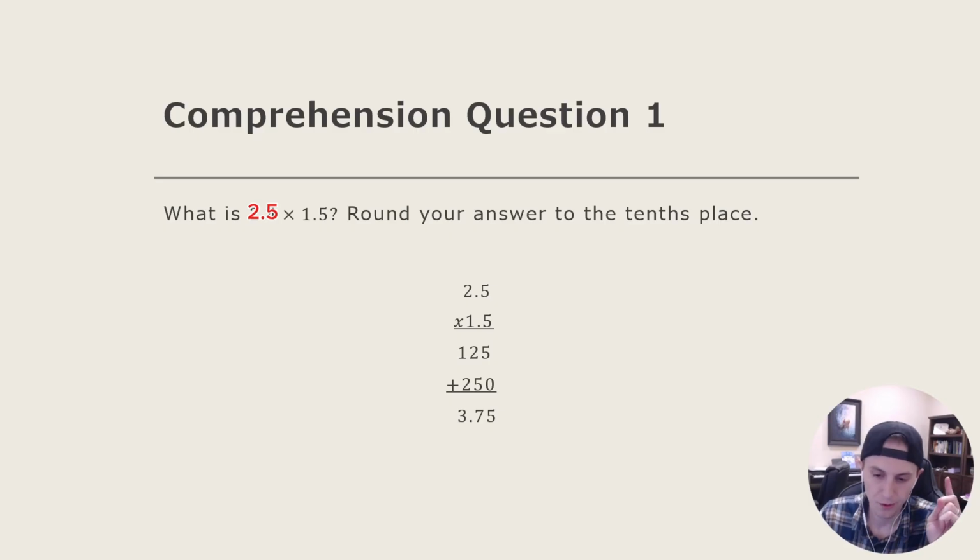But wait, did you remember to round your answer to the tenths place? The tenths place is where the 7 is located, right? And so we look at the number to the right of that, which is the 5, and decide whether we should be rounding up or rounding down. And the 5, we always round up. So the answer is actually 3.8.